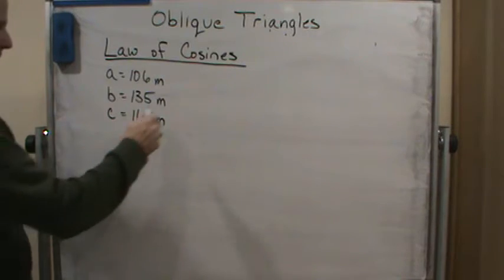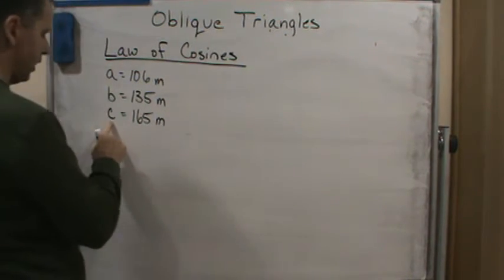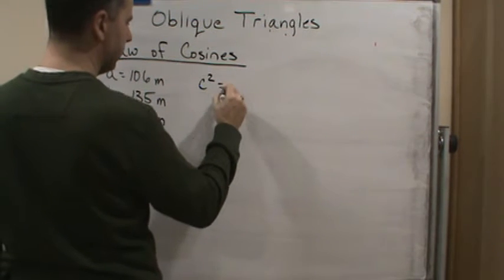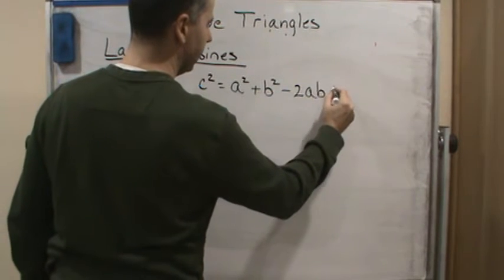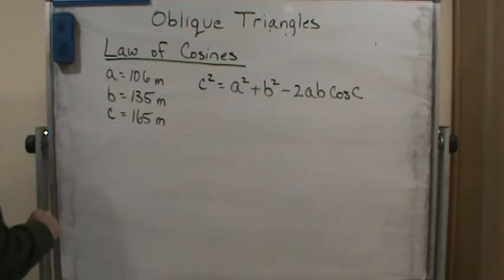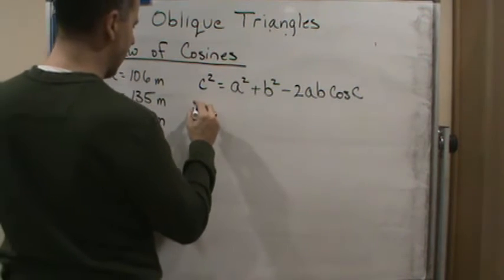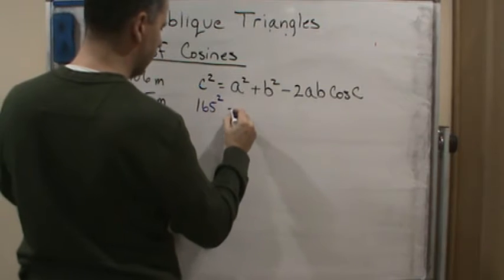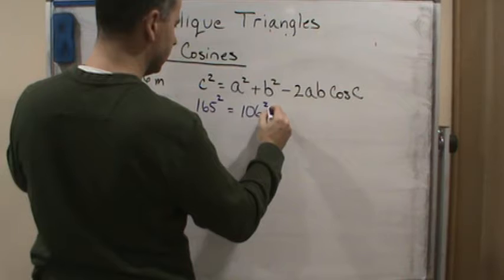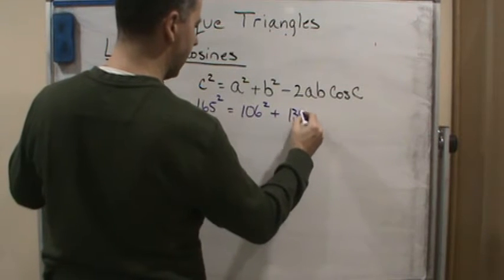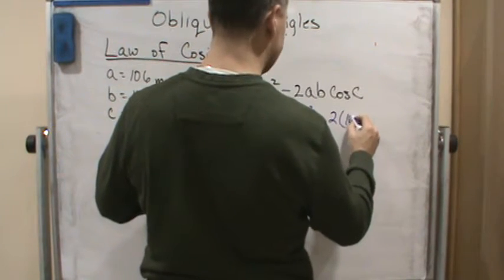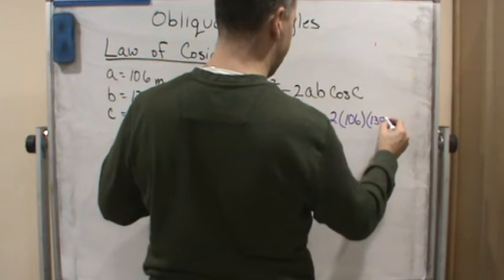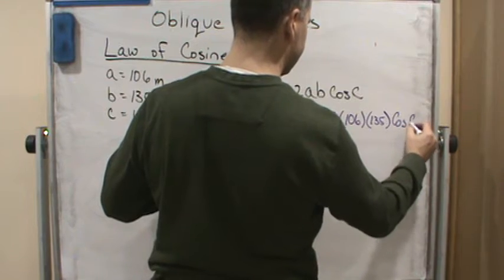So we're going to set this up by writing our equation, the law of cosines, involving C. That would be C squared equals A squared plus B squared minus 2AB cosine C. Now we're going to plug in everything that we know. C is 165, so it's going to be 165 squared equals 106 squared plus 135 squared minus 2 times 106 times 135 times cosine C.